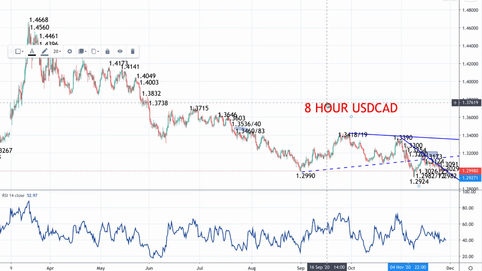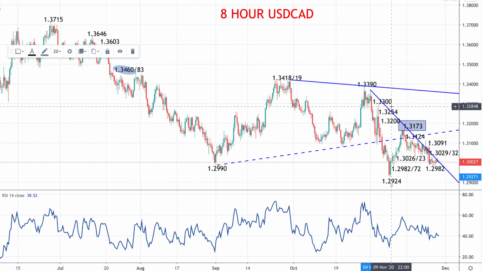Remember, that's Canadian dollar strength. Dollar CAD down means a strengthening Canadian dollar, and we're looking for that to come through as these risk currencies remain solid, remain strong.